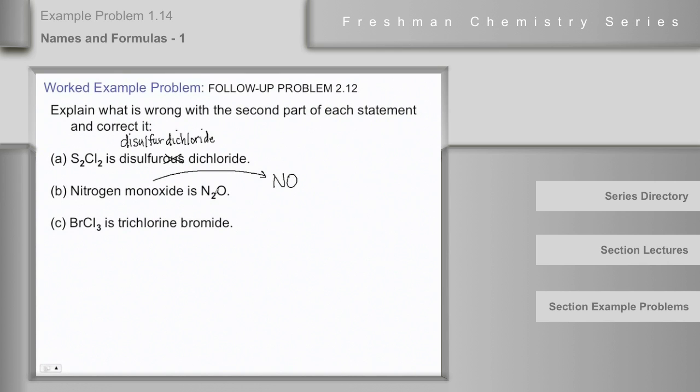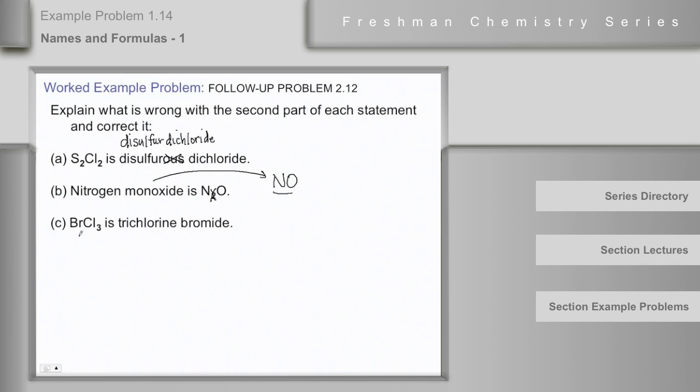And of course what's wrong here is that there is a subscript 2 saying N2O. That is not nitrogen monoxide, that is dinitrogen monoxide. NO is the correct formula for nitrogen monoxide.